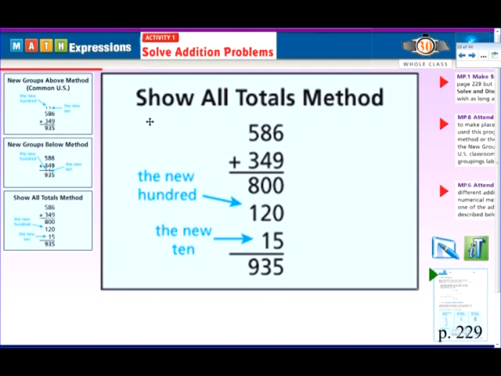The first method is called Show All Totals method. And if you look, they added the hundreds together, then they went back through and added the 10s, then they added the 1s. And so this is the problem we just barely did. Well, this is one method. You might like this method.